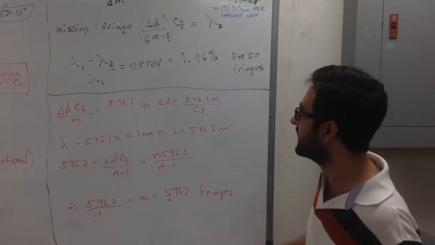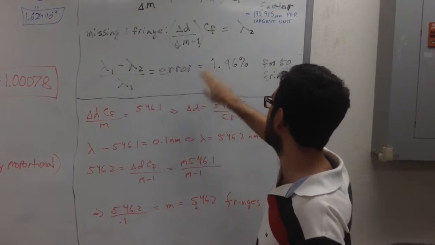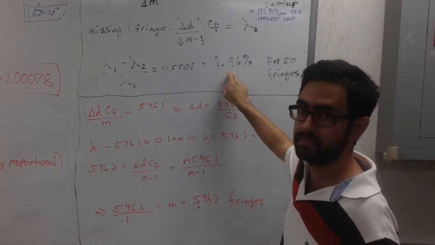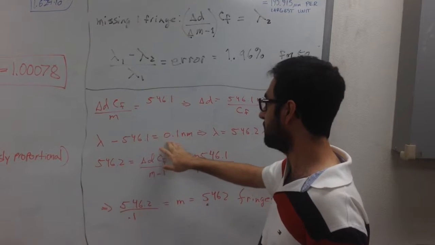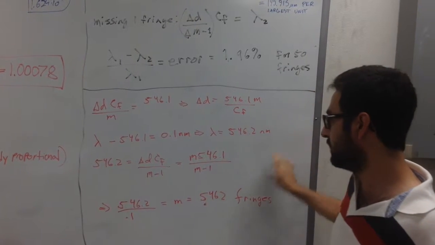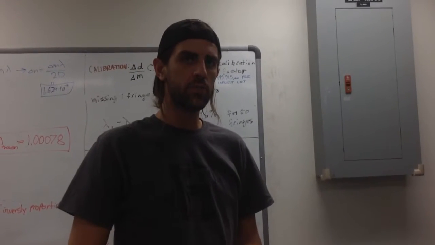We calculated the error if we were to count one fringe less, and we found that this was 1.96%. To find the value of the wavelength within 0.1 nanometers, we also calculated that we needed to count 5,462 fringes. In our next experiment, we measured a sodium lamp which has 2 peaks.